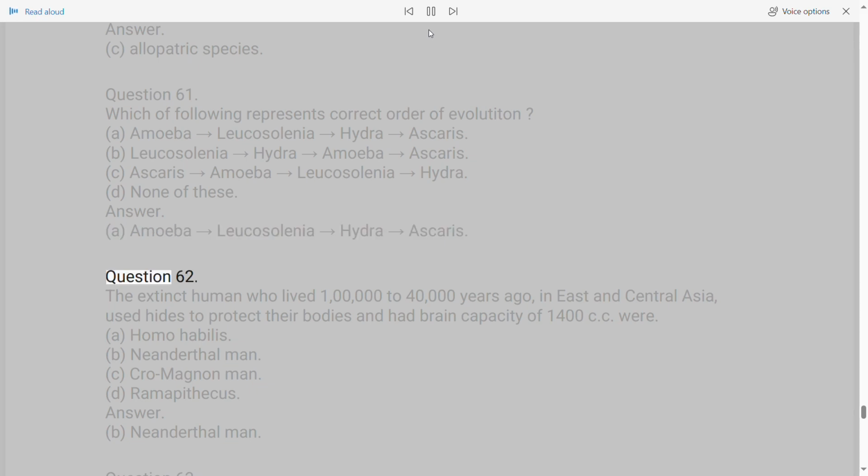Question 62. The extinct human who lived 1 lakh to 40,000 years ago in East and Central Asia, used hides to protect their bodies and had brain capacity of 1400 cc, were: A. Homo habilis. B. Neanderthal man. C. Cro-Magnon man. D. Ramapithecus. Answer. B. Neanderthal man.